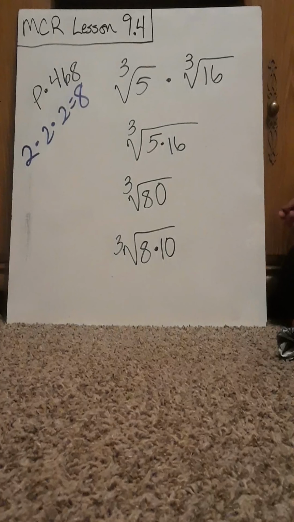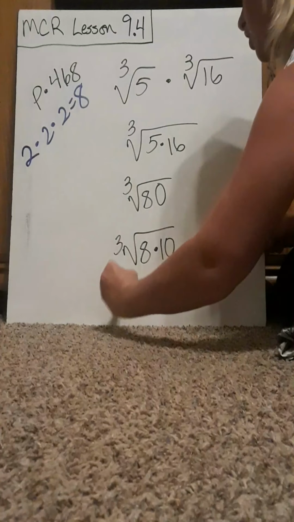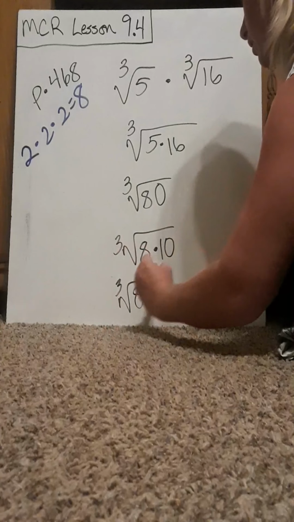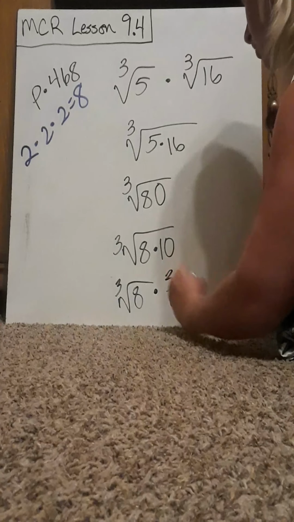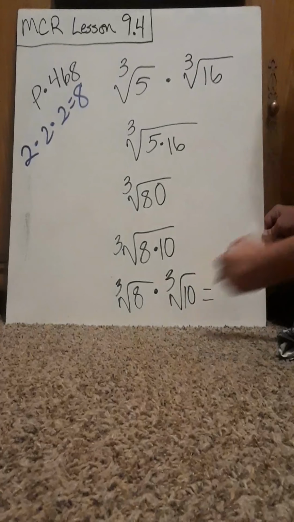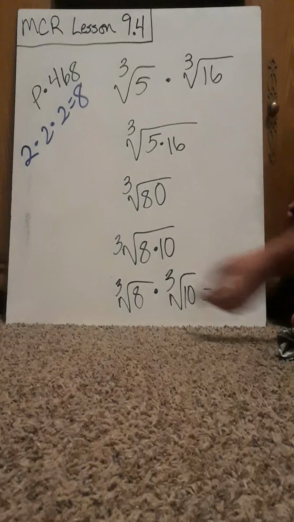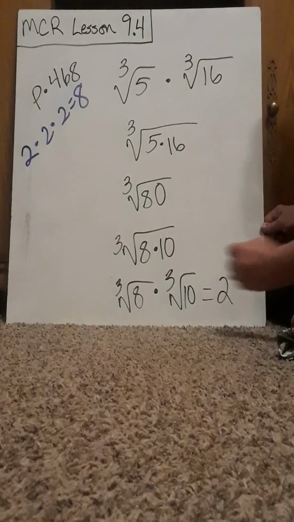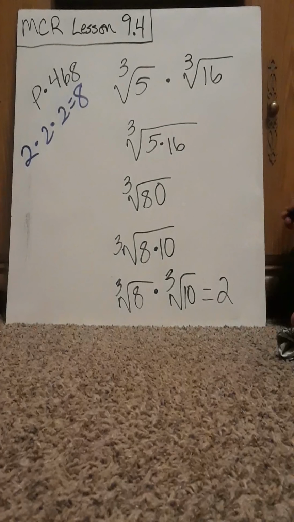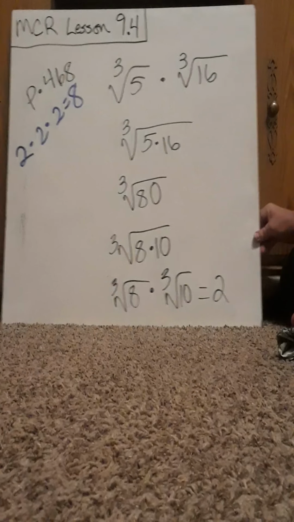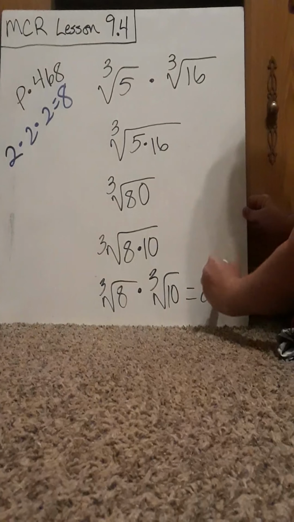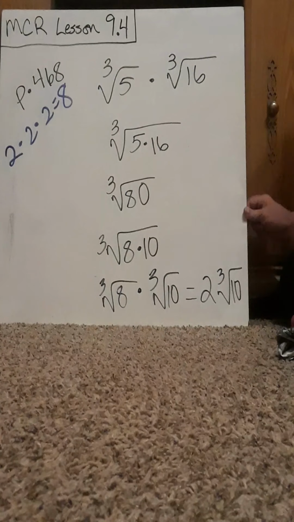Then we can break it apart into the cubed root of 8 times the cubed root of 10, and then we're going to simplify each part individually. The cubed root of 8 we can do. That's just a 2. 2 times 2 times 2 is 8. So it's a nice perfect cube. Now 10 is not a perfect cube, and it doesn't have a factor that's a perfect cube. So what are we going to do with it? We're going to leave it alone, and we just bring it down.